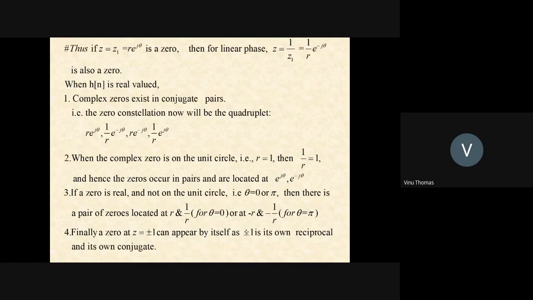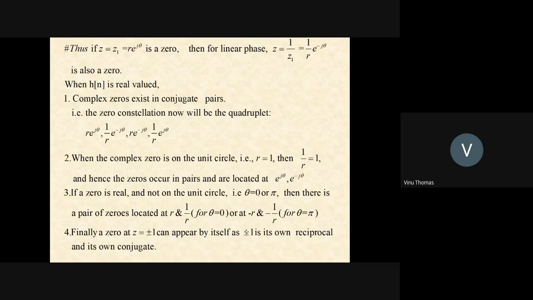And now we have looked at specific cases when the complex zero is on the unit circle, and the specific case when the zero is real but not on the unit circle, and the specific case when the zero is real and lies on the unit circle.